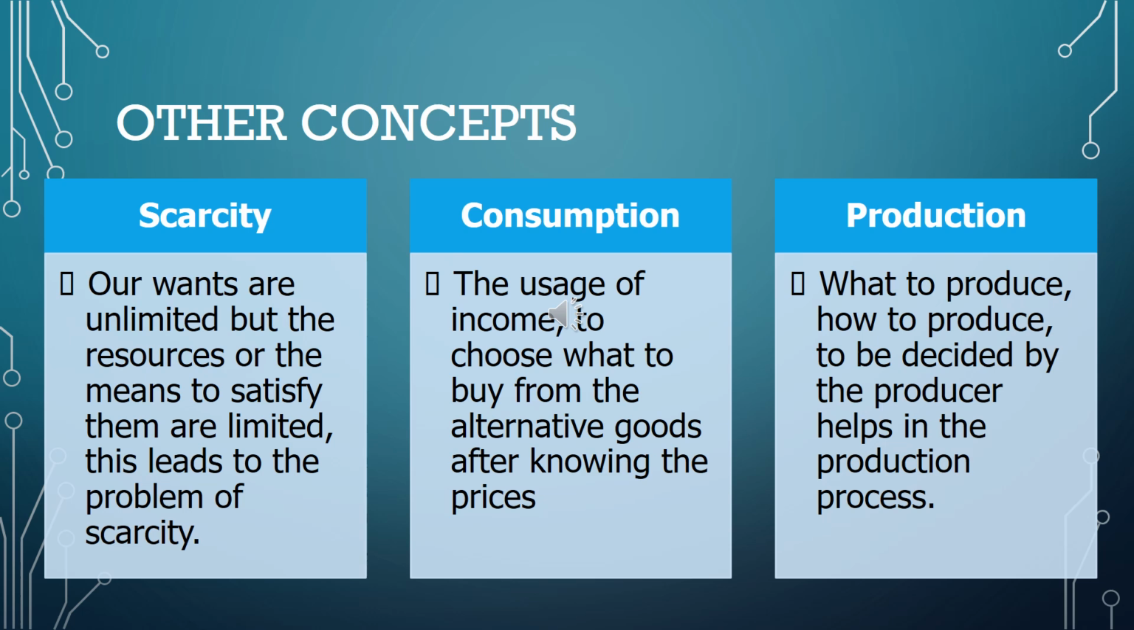Now consumption: when you use your income to purchase something, or you pay a price for purchasing a good, that is your consumption because you are a consumer. It is the usage of income to choose what to buy from the alternative goods after knowing the prices. You have multiple things in the market, but you purchase those which are as per your need and as per the money in your pocket. Now what is production? Production is what to produce and how to produce, to be decided by the producer. Production is done by the producer, the person who is manufacturing the goods. Consumption is done by the consumer who is purchasing the goods.